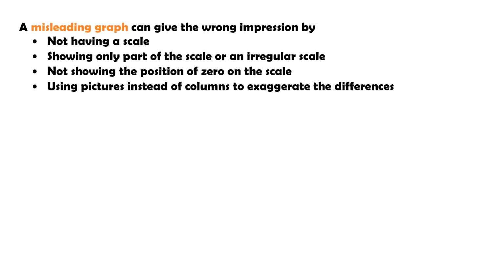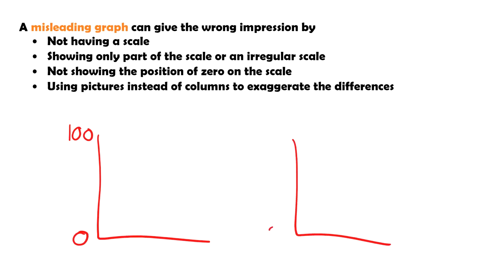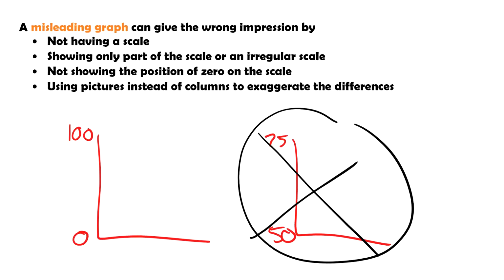So to end the video, it's important to know that a misleading graph can give the wrong impression by having several reasons. And these reasons are not having a scale. You must have a scale. So whether that is 0 to 100, you need a scale. And you can't show only part of it. So a misleading graph will only show part of the scale. Alright, so we don't want to start at 50 and go to 75. Alright, that is incorrect. That is not good. We don't want that. Alright, it needs to start at 0 and go to 100.